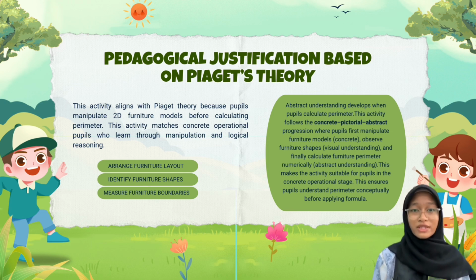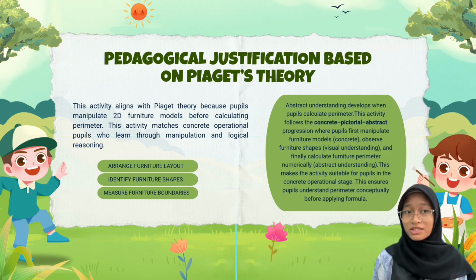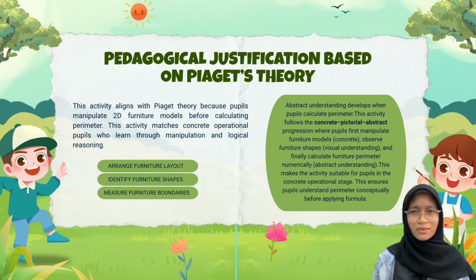The learning process follows the concrete, pictorial, and abstract progression, where people first arrange the furniture layout, then identify the shapes, measure the furniture boundaries, and finally calculate the perimeter numerically. This ensures pupils understand perimeter conceptually before applying the formula.